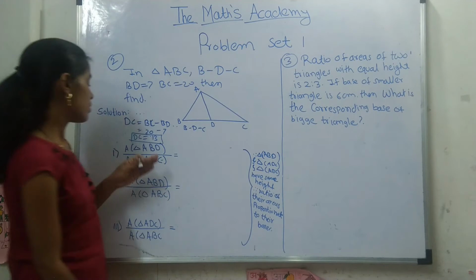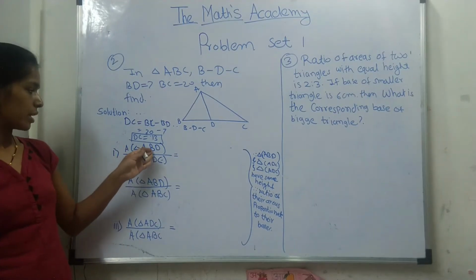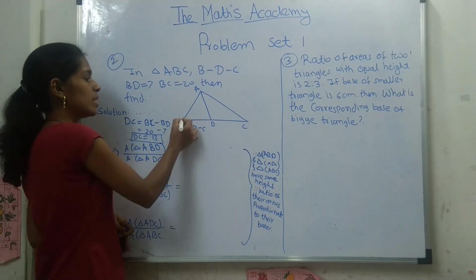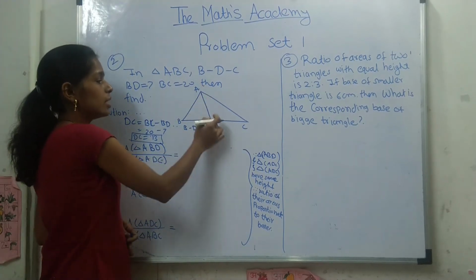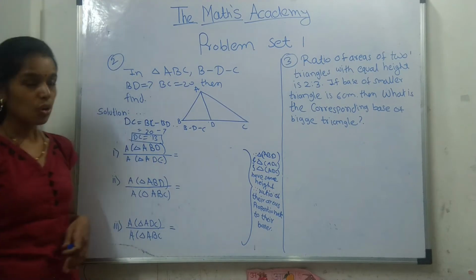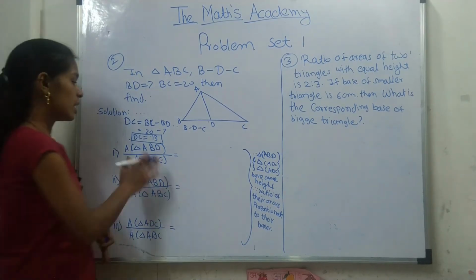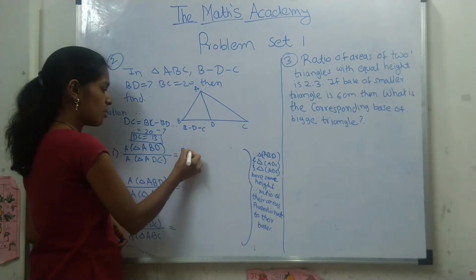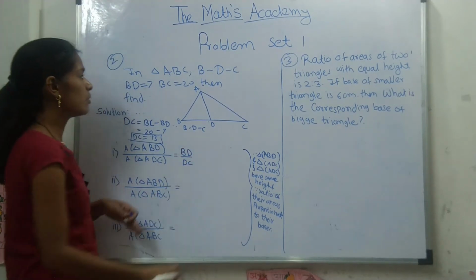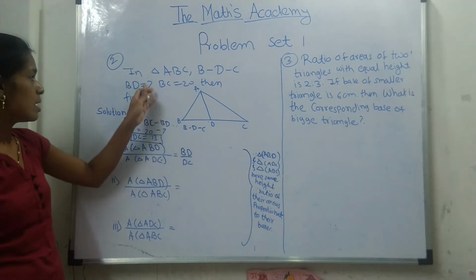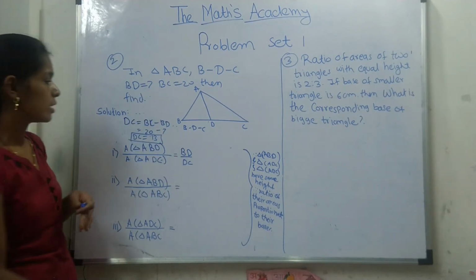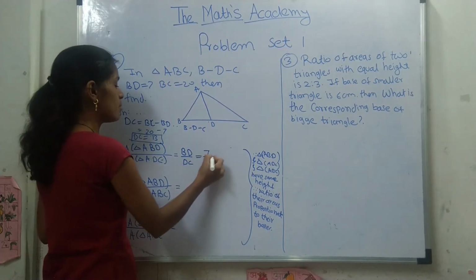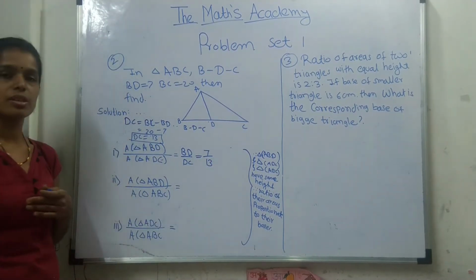Okay, so first we have to find the ratio of areas of triangle ABD and ADC. BD is the base of triangle ABD, DC is the base of triangle ADC. So area of triangle ABD upon ADC is equal to BD upon DC. BD is equal to 7, DC we found is 13. So area of triangle ABD upon ADC is equal to 7 by 13. This is the first one.